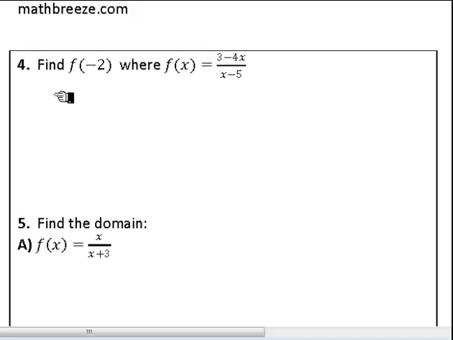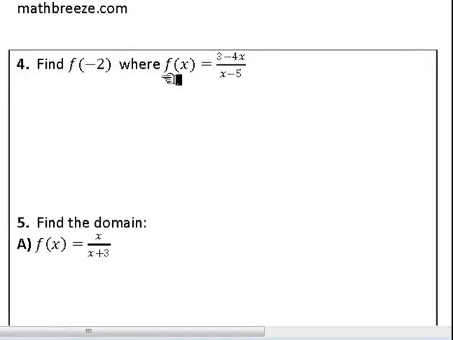Number 4 uses function notation. So number 4 reads, find f of minus 2, where f of x is equal to 3 minus 4x over x minus 5. So we have an equation, and instead of writing y equal, we write f of x equal. And this notation, f of x, it really denotes a y value. It's the same as a y value.